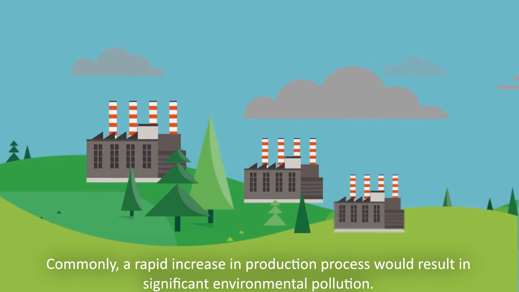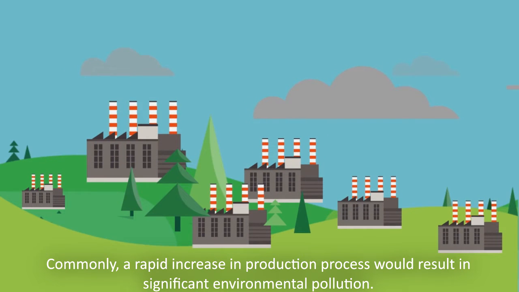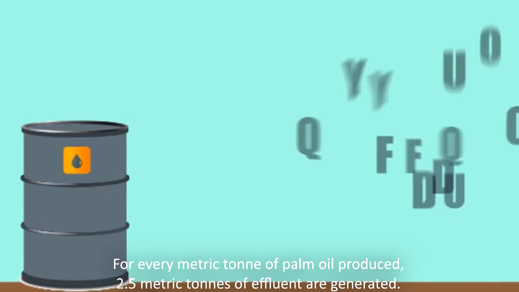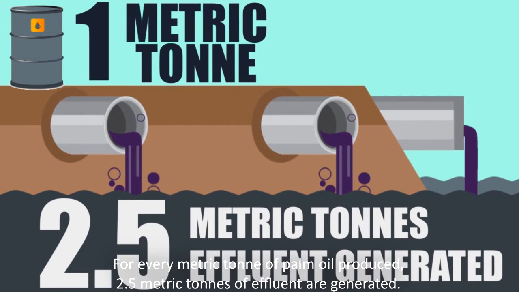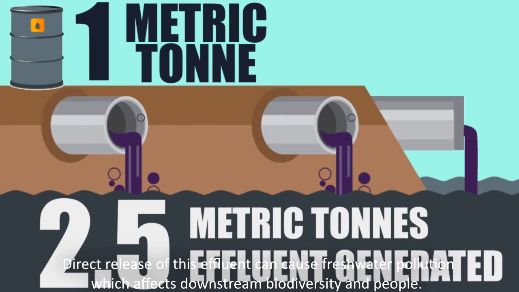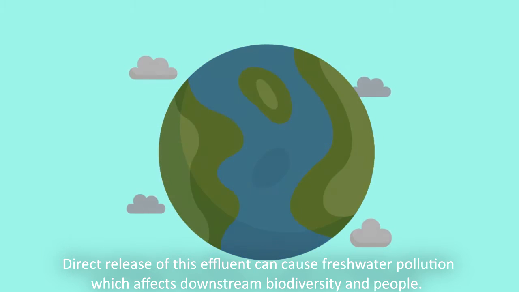Commonly, a rapid increase in production process would result in significant environmental pollution. For every metric ton of palm oil produced, 2.5 metric tons of effluent are generated. Direct release of this effluent can cause freshwater pollution, which affects downstream biodiversity and people.